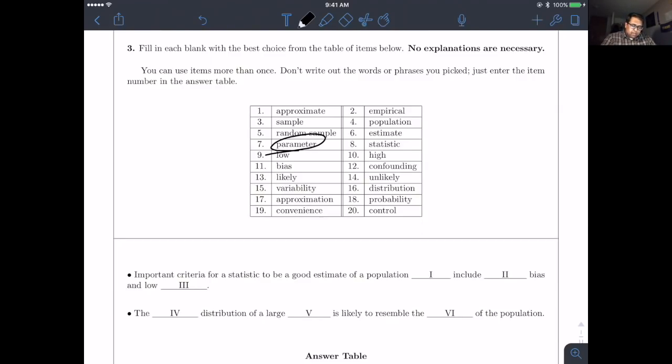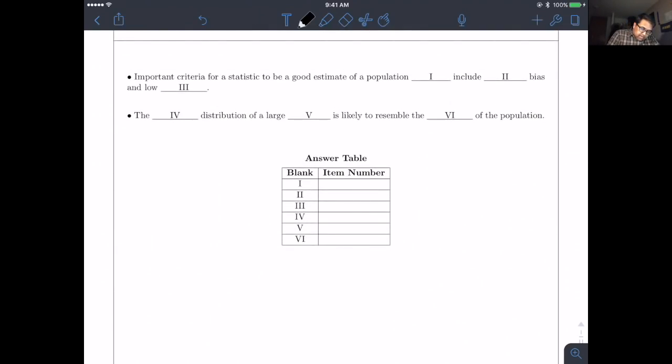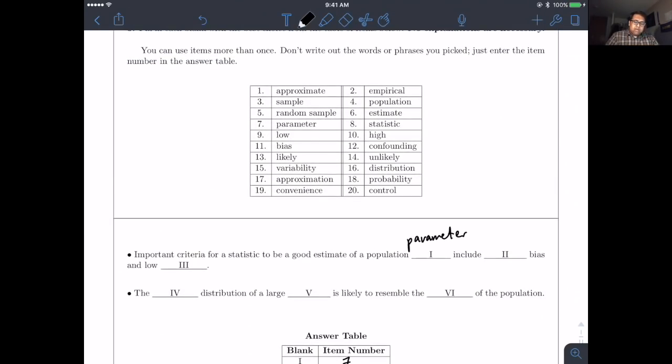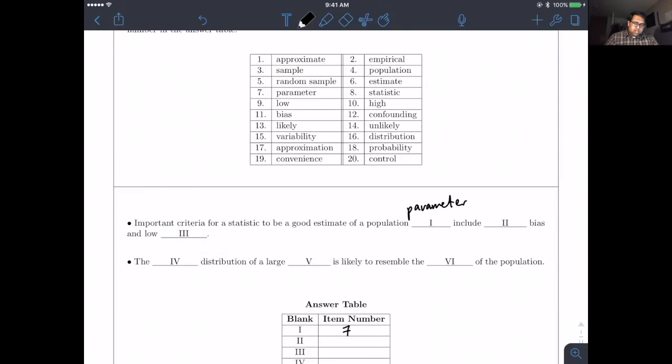So in this case, parameter seems like the best choice. So we're going to go ahead and put a 7 right there. And just for our purposes, we can write parameter there, right? And note that this doesn't disqualify parameter from being used again in a different blank.